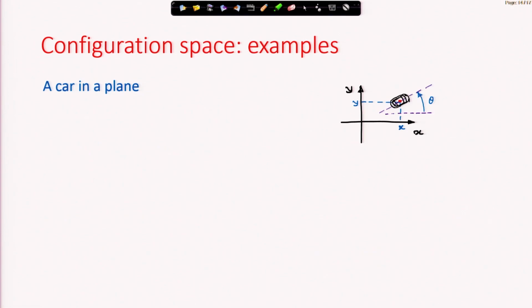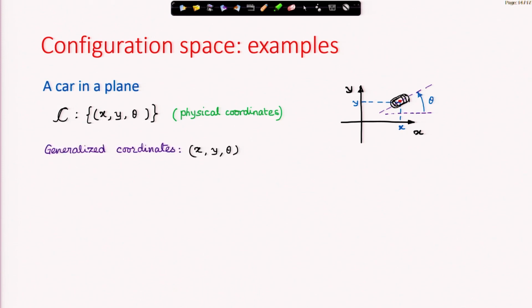Now, we look at a car in a plane. This is a very common example. How do you locate a car in a plane? We have some point on the car, and its location in the plane, x y, is the location of that point, and then the orientation of the car in the plane. So, theta is the orientation of that car in the plane. These are physical coordinates that we normally see or visualize or measure, but these are also the generalized coordinates.